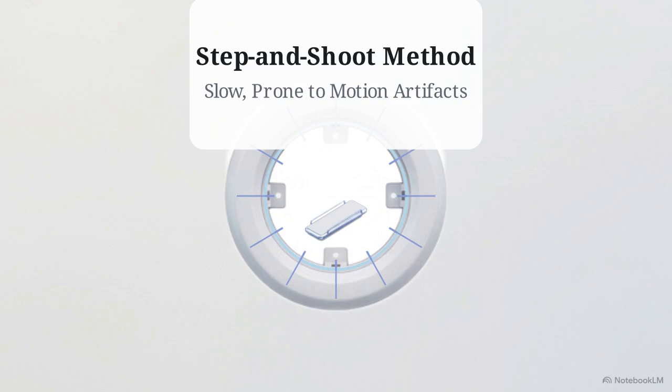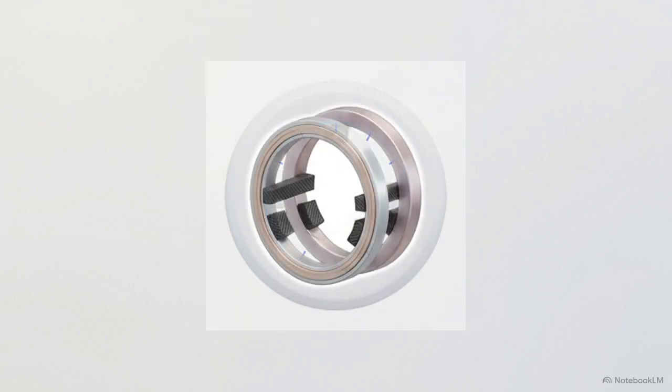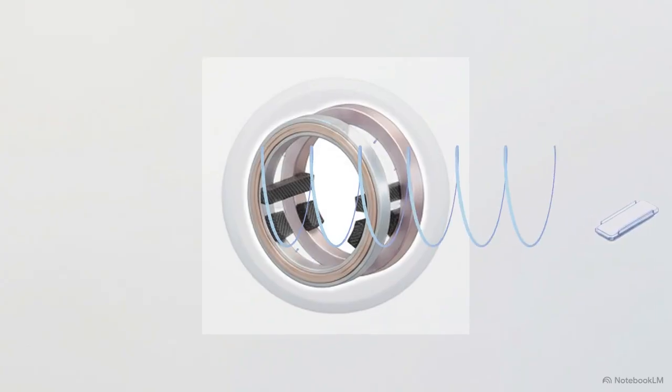The solution was the integration of slip rings. These sliding contacts maintain a continuous electrical connection without wires, allowing the gantry to spin rapidly and endlessly in one direction. As the patient table glides through this continuous rotation, the scanner traces a helical or spiral path of data collection. Modern systems compound this speed with multi-slice CT.